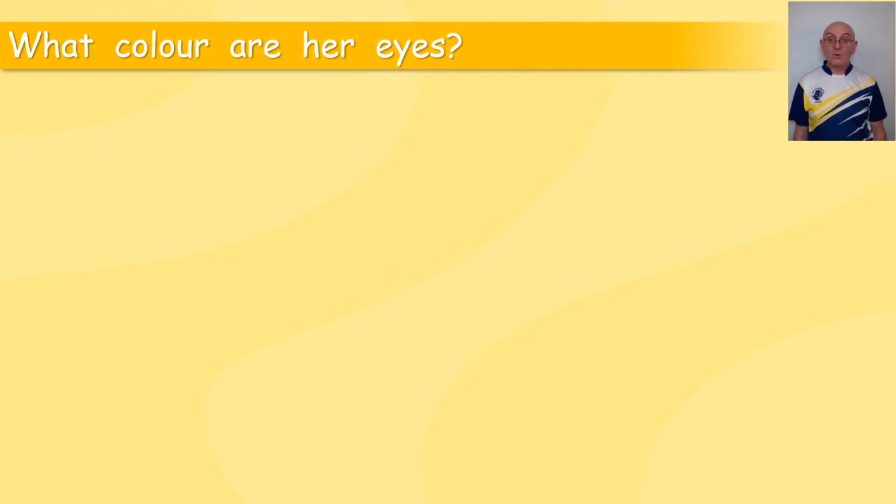One important thing, what colour are her eyes? Now, before we look at eyes, can you see the word colour? How do you spell it? C-O-L-O-U-R. Colour. Now, can you see the letter U? I come from England. So we spell colour with the letter U. If you come from America, they don't use the letter U. They spell colour C-O-L-O-R. They are both okay. No one's wrong. They are both okay.